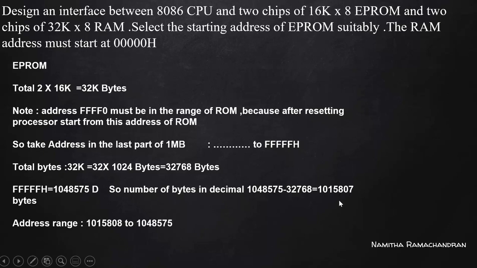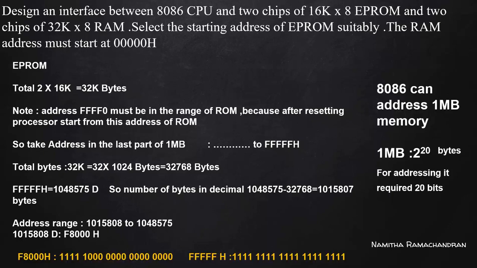Now we can allocate the address range: the last address is FFFFF, and the starting address must be 1015808, because we need this many addresses in total. This many addresses are possible in this range. Now we can consider its hexadecimal representation; that is, we convert this decimal value into hexadecimal. This hexadecimal representation is F8000.